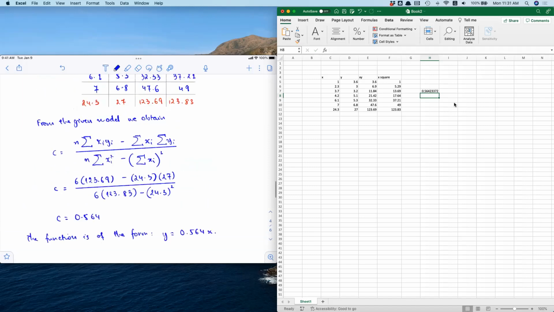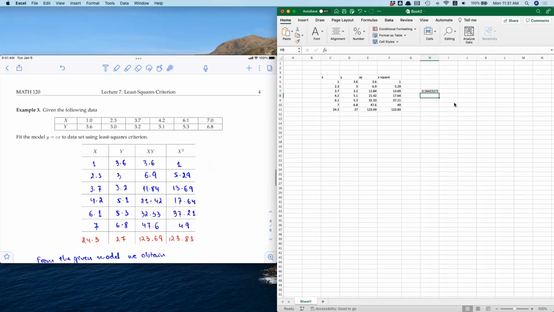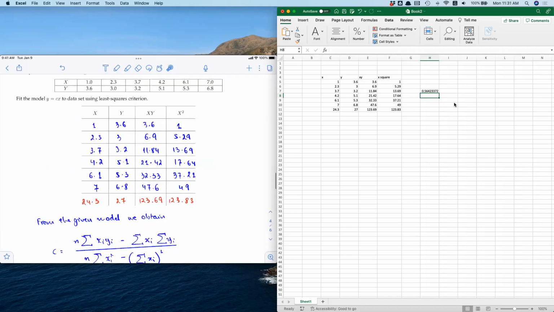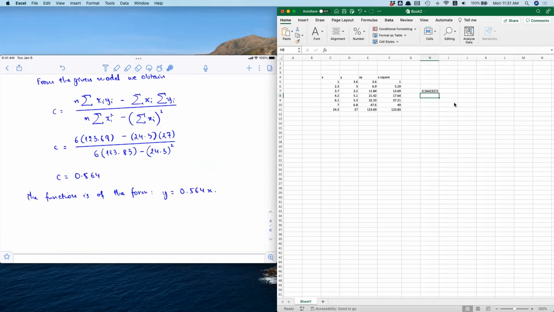So that means given this data set, or the collection of data points, I'm going to fit the line of the form 0.564x through these points. Right, so this is the calculation by hand. You can double check your work by looking at the graph of the data points.